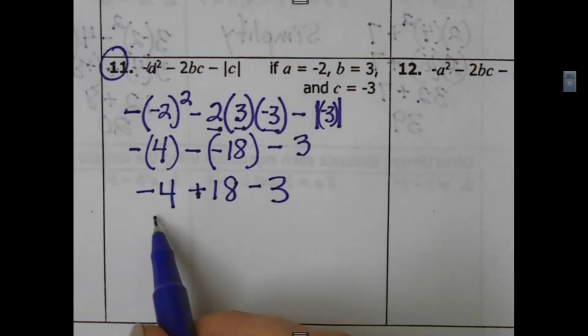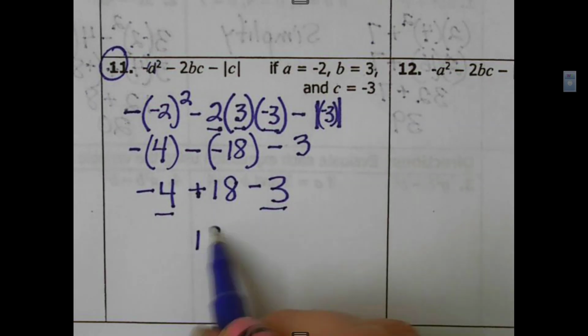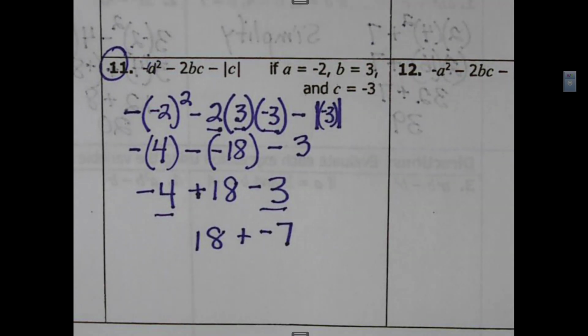Now, I like to get my negatives together. So it's 18 plus negative 7. And when I simplify that, I can see I have way more positive than I do negative. 18 is further away from 0. So I take away 7 from 18. I'm left with positive 11.